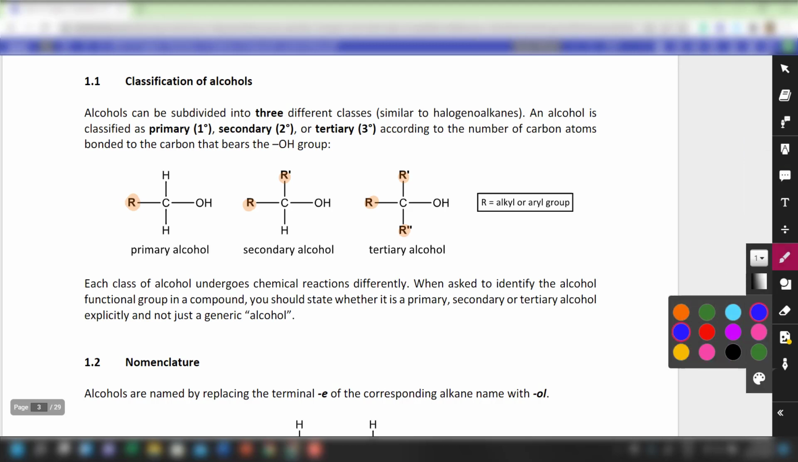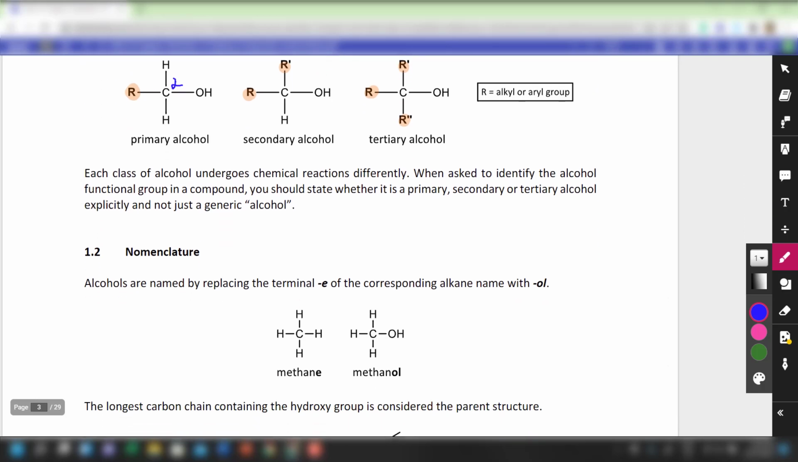If you choose to look at it from the perspective of the alpha carbon, which is the C directly bonded to the OH, you can choose to look at it as having two H's being primary, one H being secondary, 0 H being tertiary. That is perfectly fine as well. So it's really up to you how you want to classify it.